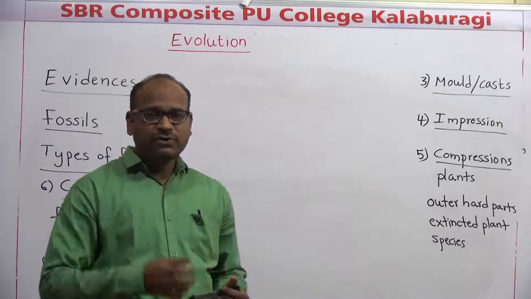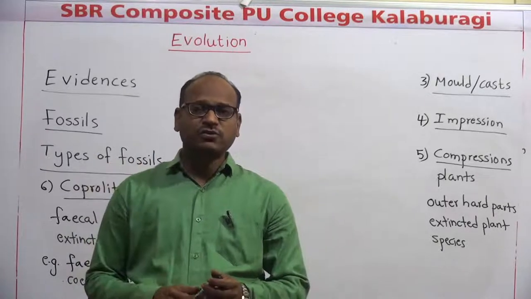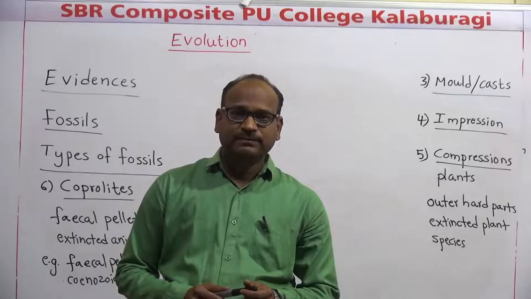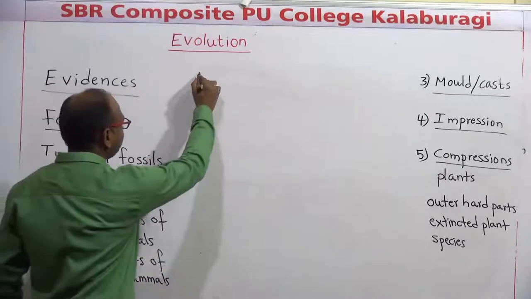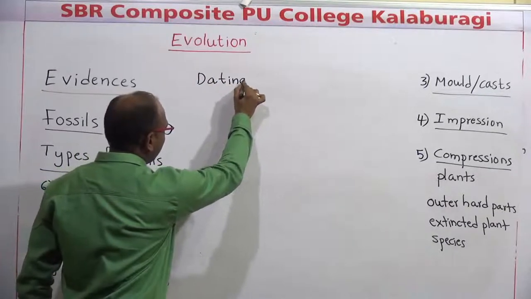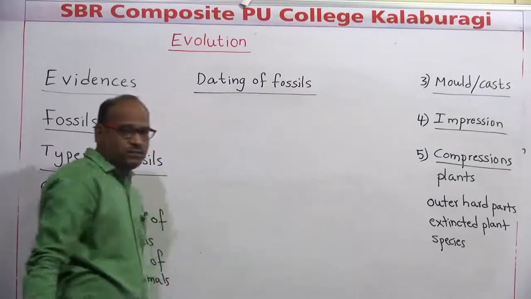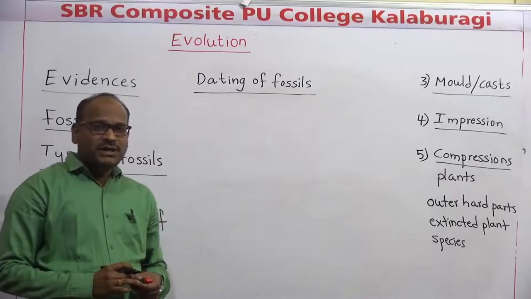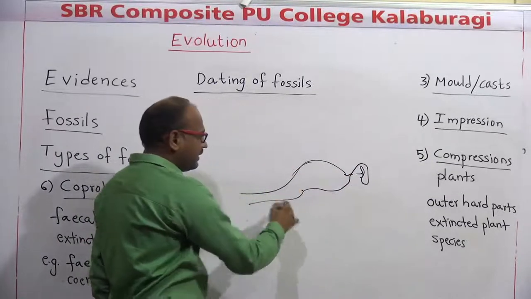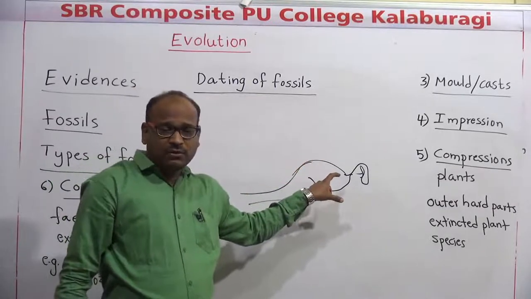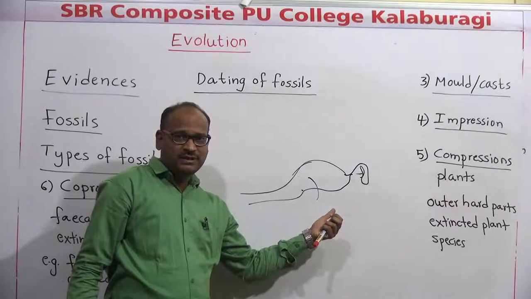Next, if you find any fossil, the next thing is we have to find out the age of that fossil. So we can say it is the dating of the fossil. For suppose we got a skeleton of a dinosaur. Now we have to find out what is the age of this fossil.